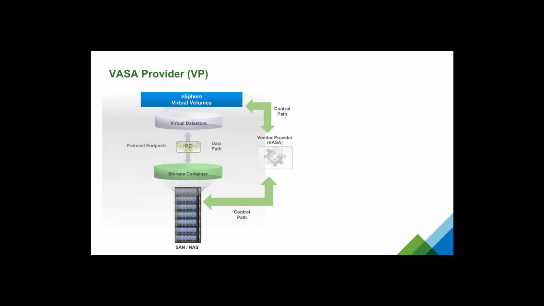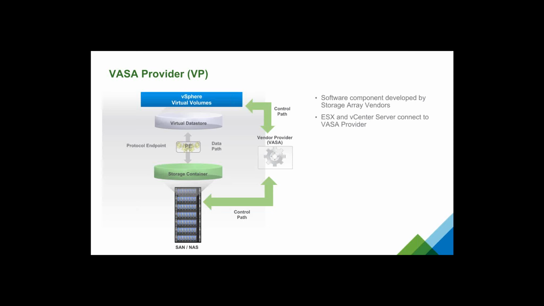The VASA provider sits outside of the data path. Data path would go through a protocol endpoint, while the control path would go through a VASA provider. The control path is currently limited to being through TCP/IP, run through the management network, similar to the way vCenter talks to ESX hosts. The VASA providers are created by the storage array vendors. Both ESX and vCenter talk to these VASA providers.